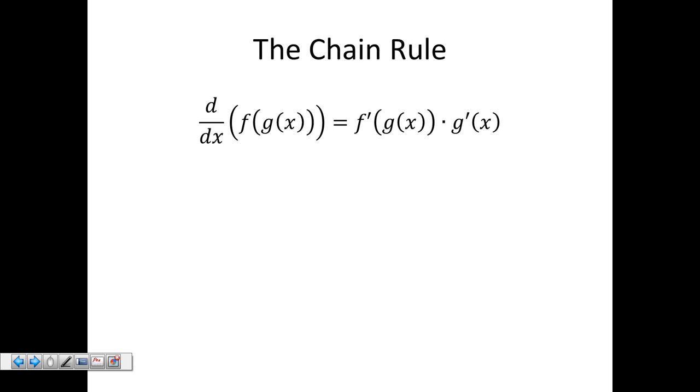If you stop and remember this from your pre-calculus and your Algebra 2 days, we're talking about plugging a whole function, g of x, into a bigger function, f of x. And the chain rule lets us deal with that. And the way we do that is we take the derivative of f, leaving g of x plugged inside, and then multiply by the derivative of g of x. Now that looks a little bit weird.